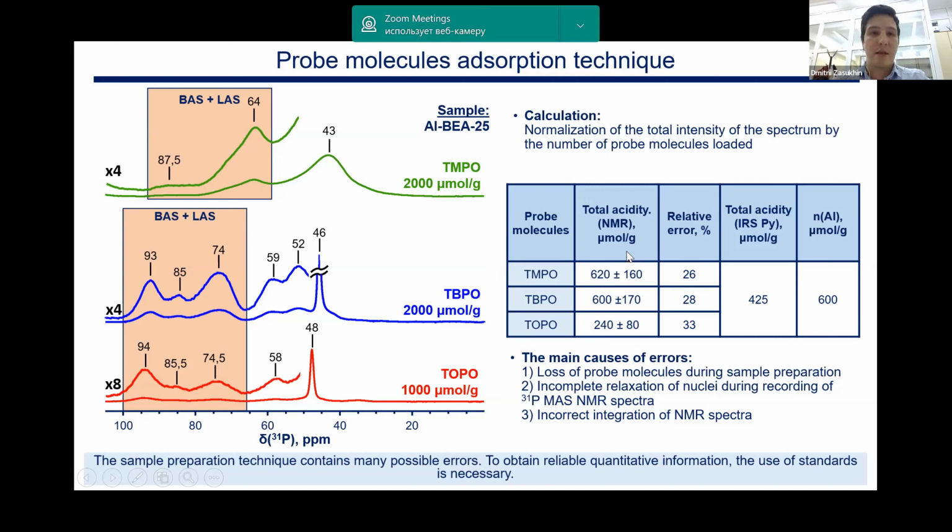After analyzing the results, we identified three main sources of errors. It's the loss of probe molecules during sample preparation, incomplete relaxation of nuclei during spectral registration, and incorrect integration of the spectra.